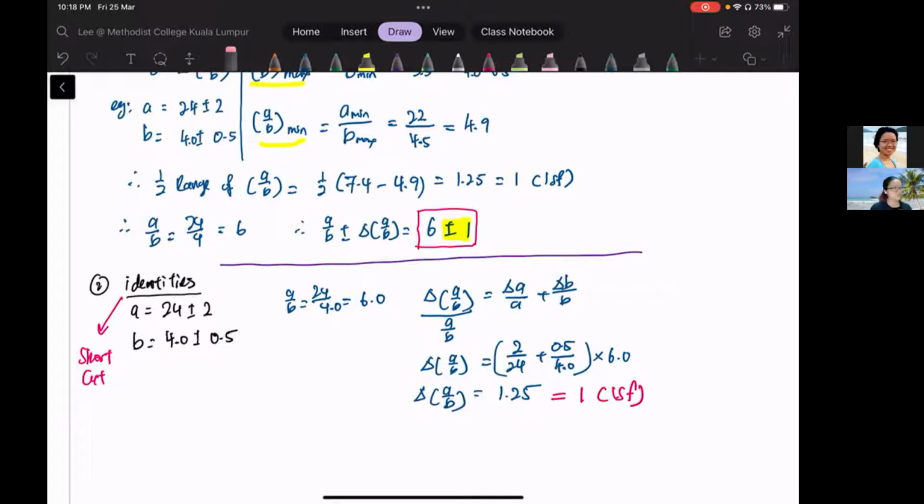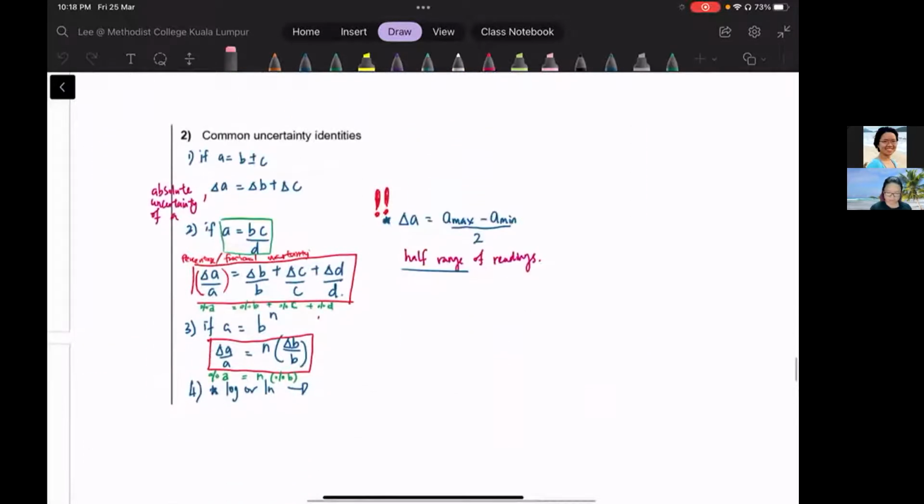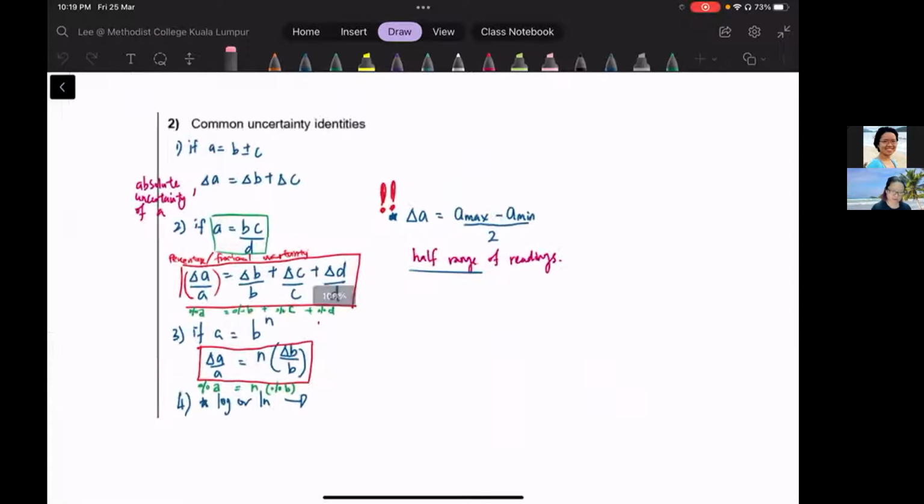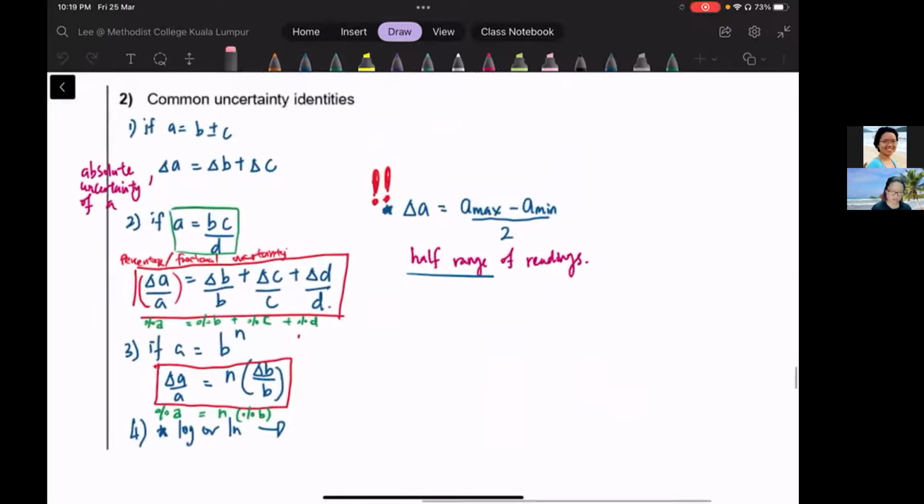So just a reminder, I just want to put it all in one place for you. Here are the common uncertainty identities. As you can tell, we have used the second one, number 2. Number 3 is also not unknown.